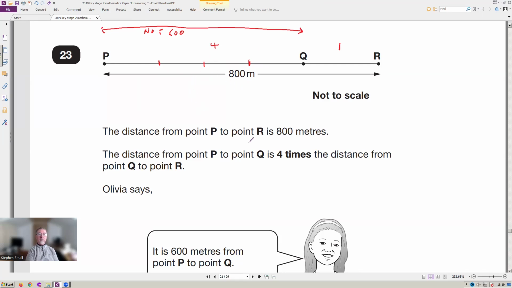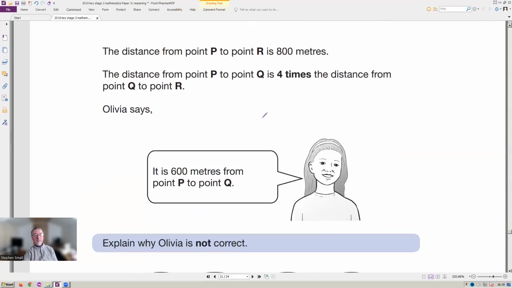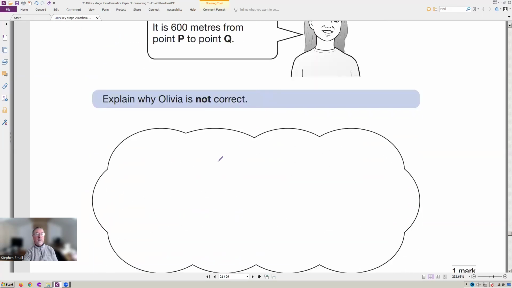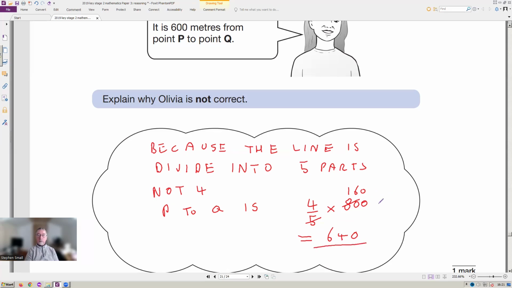So the reason for that is 4 times the distance. So she thought it was 4, divided it into 4s, and then 3/4 of it, where it's really 4/5. So what we're going to say, explain why Olivia is not correct. I'm going to write it down and then give the correct answer, because there we are. The real answer is 640. Okay, so she was a bit low on that one.